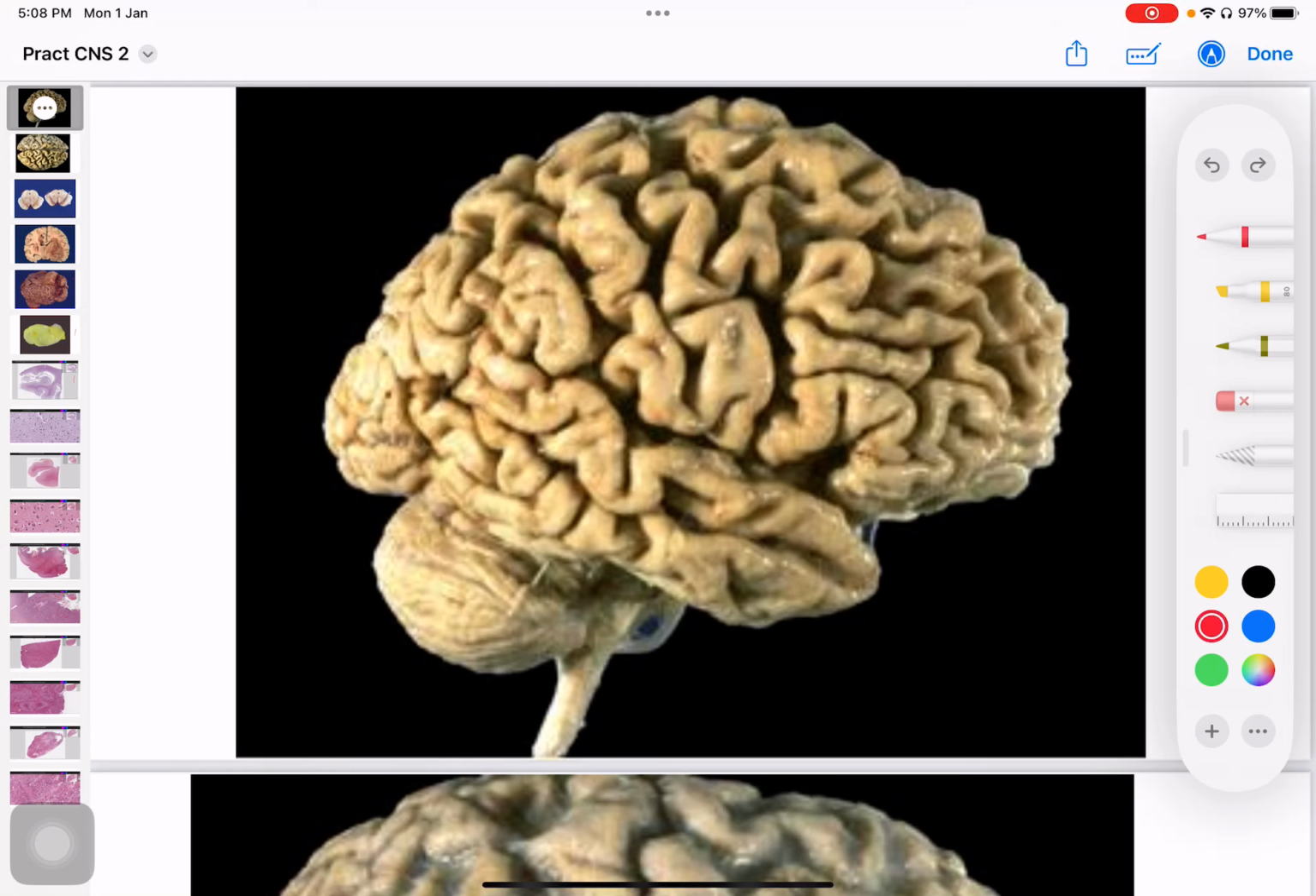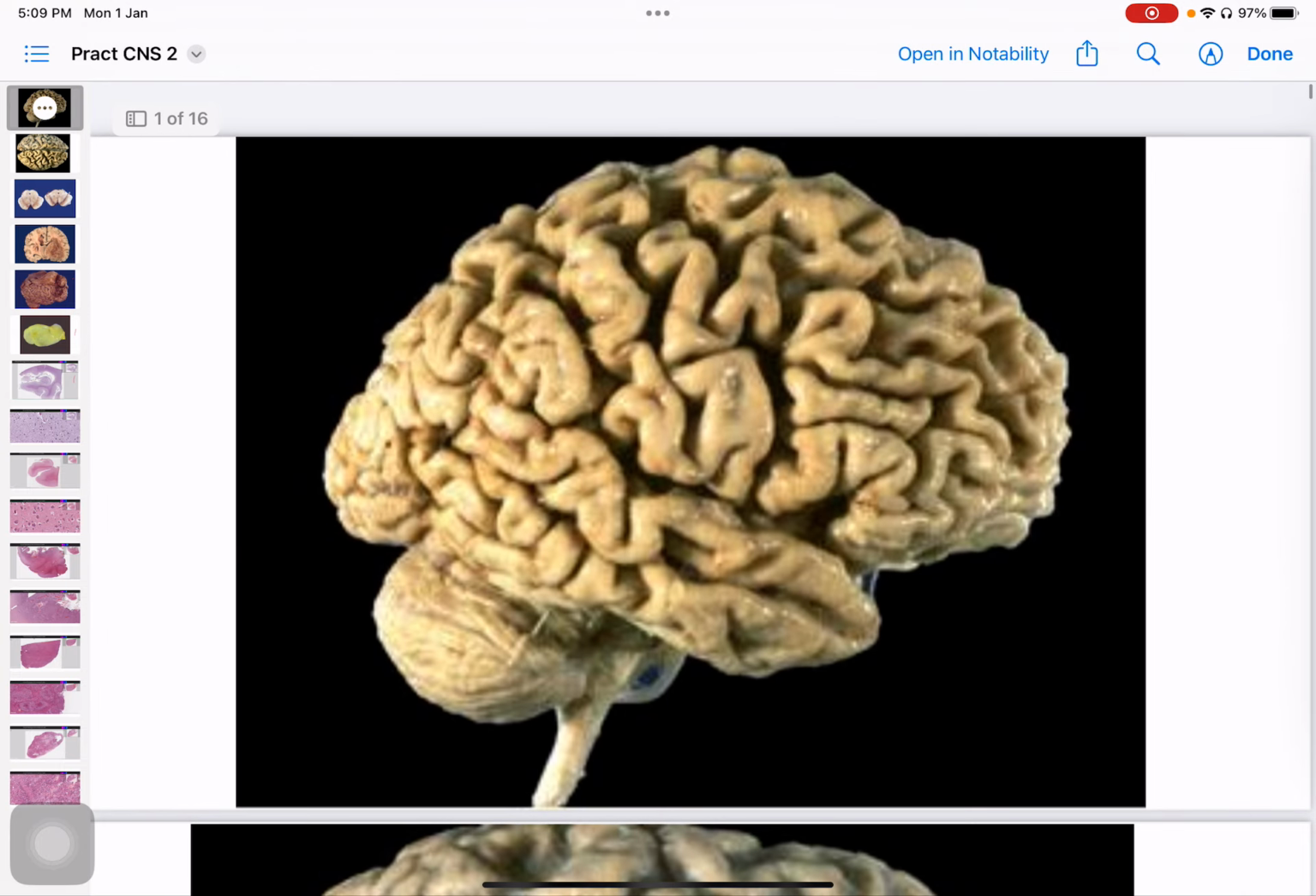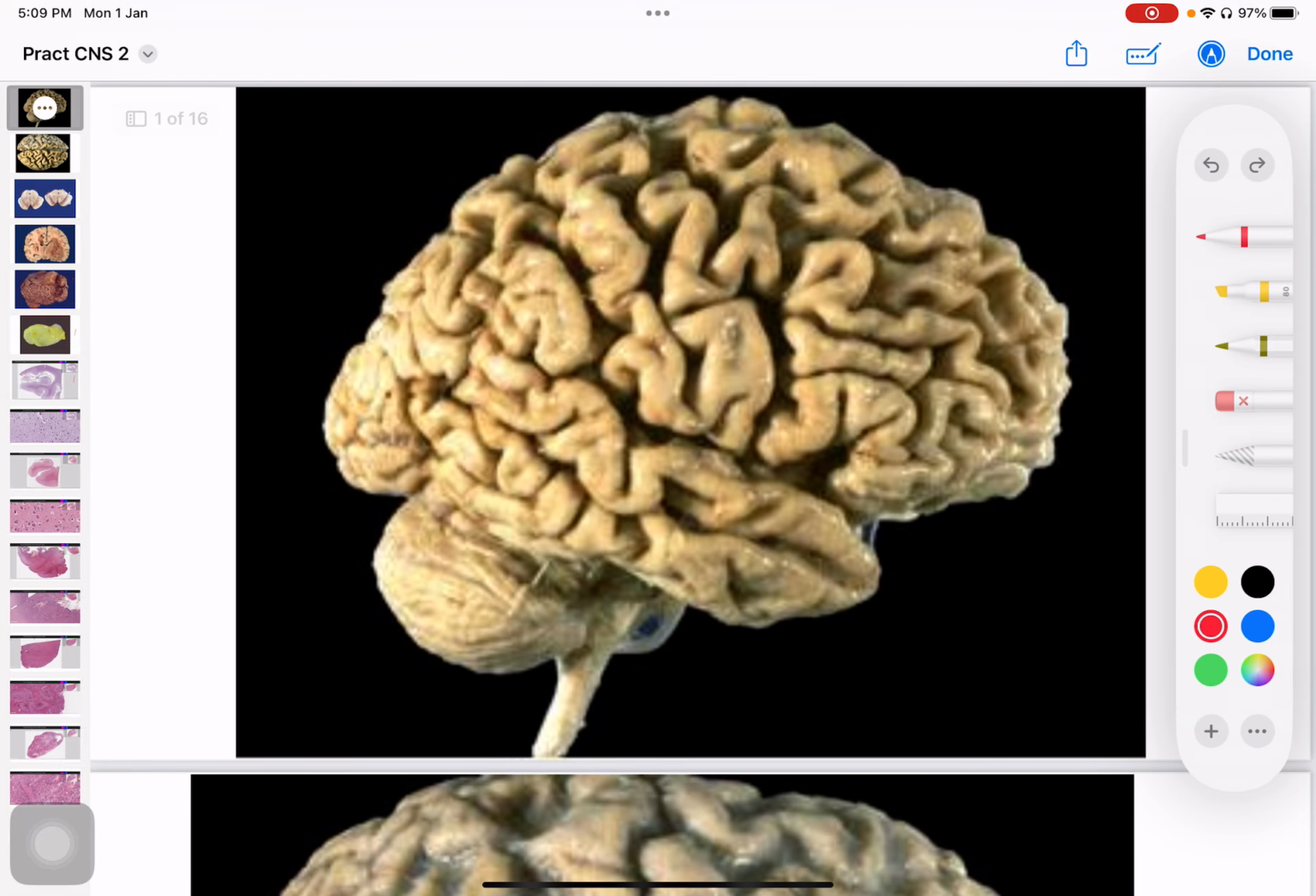Okay, we are going to look into the practical CNS2 images first. First of all, these two images are going to show features of cerebral atrophy. You can look from the lateral view as well as the coronal view. Okay, and you can see two main features: the sulci, which are the grooves, and the gyri.